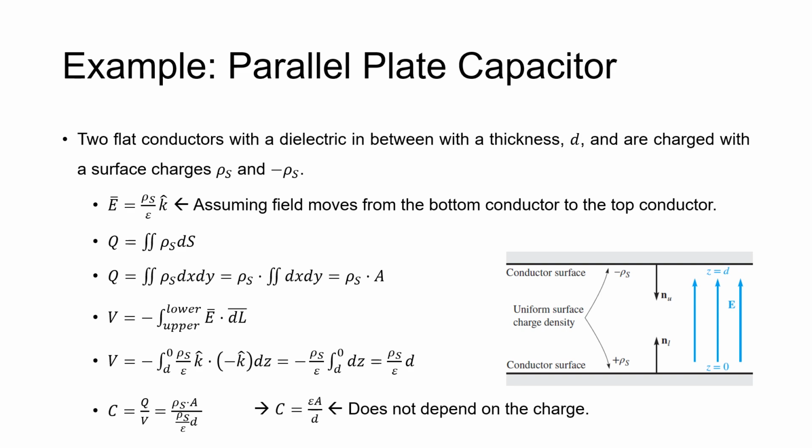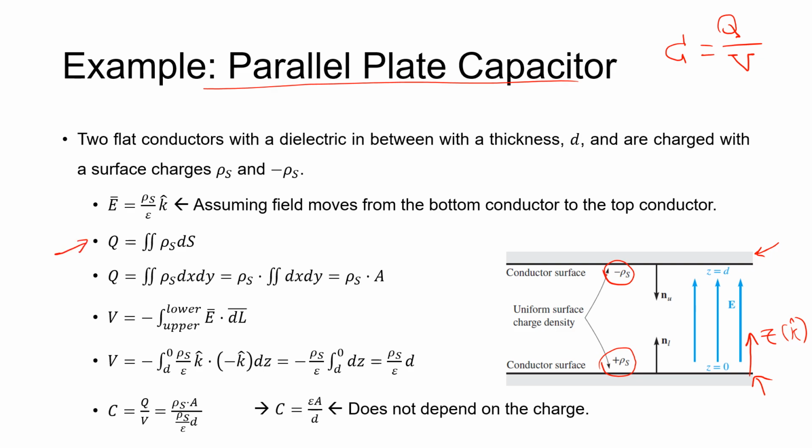So here we are being asked to calculate the capacitance of a parallel plate capacitor, which is nothing but two flat surfaces charged with opposite charges. Here we have uniform charge density, positive rho s and negative rho s, and this direction is the z direction, or we can call it k. To calculate the capacitance, we just need to calculate Q, calculate V, divide them by each other, then we can get the capacitance. To calculate the charge itself, it is very simple.